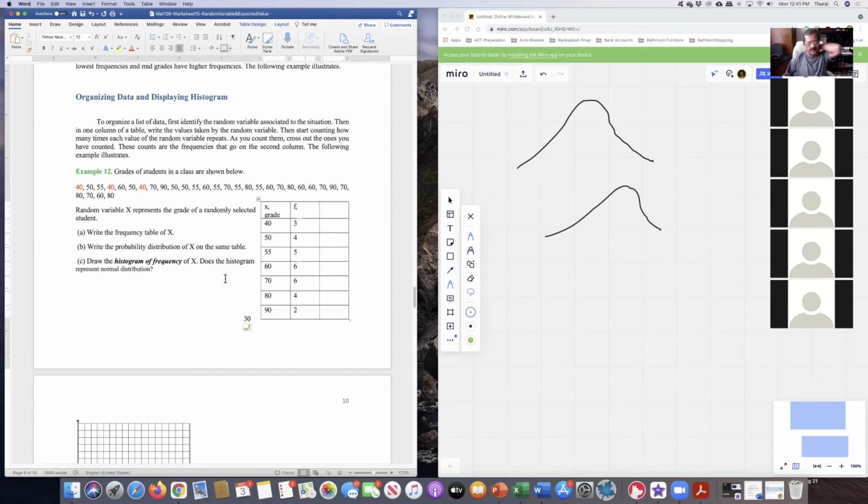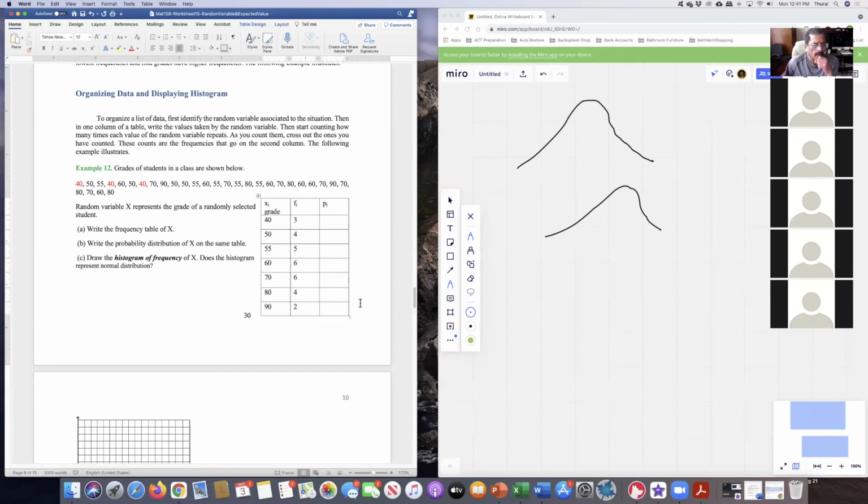30 is right. Okay, so this is your frequency table right there, the frequency distribution. Now, the probability distribution has to be done next. We write P subscript i for the probability distribution part. That means the probability of each value of the random variable. So what is the probability for the grade to be 40? If I select a student randomly, what is the probability that the student's grade is 40?